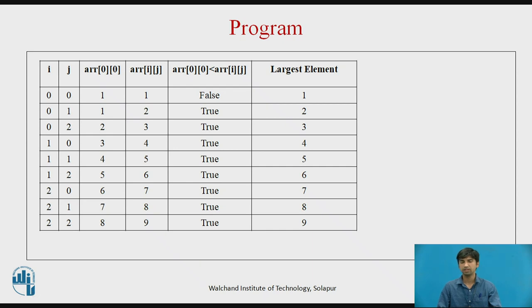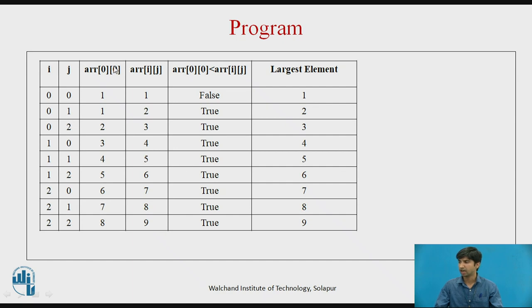So this is the table created: i, j, r of 0 0 less than r of ij, and the largest element is something. In the first row, first column, that is the 0th row, 0th column element, the value is equal to 1. So comparing again, i and j will be 0 0. So 1 is less than 1, it's a false value. So it will display the largest element as 1.